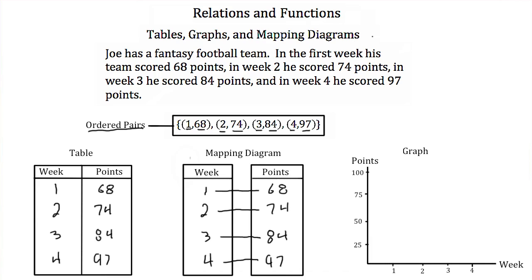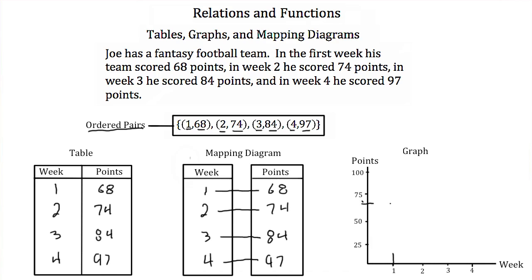The last way to show a relation is to graph it. So we'll start with the first ordered pair, 1, 68. We go to the x-axis, which shows the week. It's week 1, so we come up from week 1. And then we scored 68 points, so we go from 68 points on the points axis, or the y-axis.